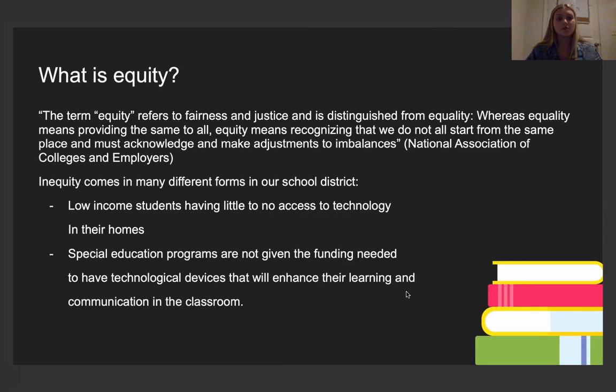Here are some areas where inequity is shown in our school district. Low-income students having little to no access to technology in their homes. And special education programs are not given the funding needed to have technological devices that will enhance their learning and communication in the classroom. This is an issue that we need to solve.